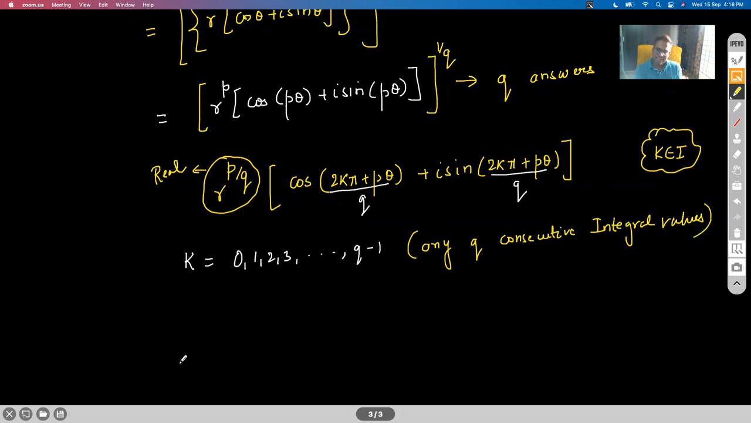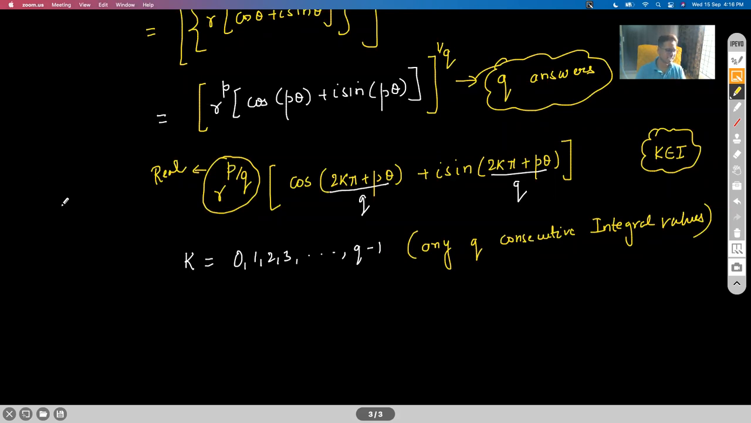Now, as you provide k these Q consecutive integral values, one root will come out from each. So when you put Q consecutive integral values, you will end up getting Q different answers, and those answers would be the answer for z to the power p by q. Now I'm not going to give you the proof for this. We don't require the proof for this, right? You just have to understand this mechanism.